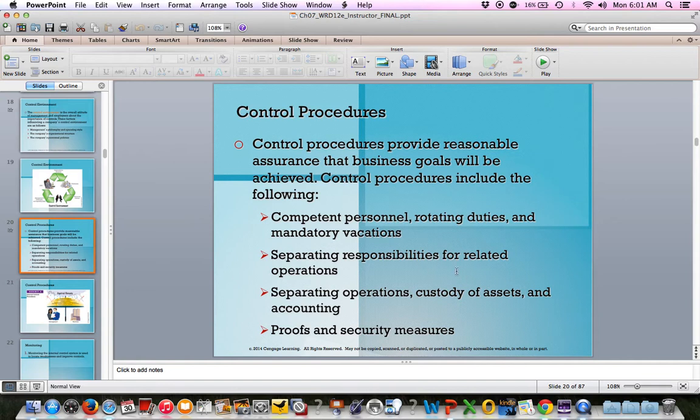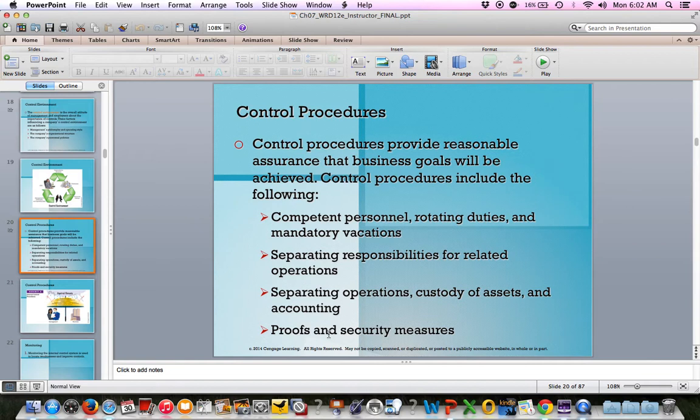Separating responsibilities, we'll talk about that one more with some examples later on. But for example, in accounting, you would not give any one person the ability to collect funds from customers, make the deposit, do the bank reconciliation, and write checks, right? That's way too much responsibility around one person. You would not do that. Separating operations from custody of assets and accounting. So it's making sure that any one person's responsibilities would not allow them the ability to defraud the company. Separate certain functions from each other, have proof and security measures, have sign-offs, have documentation, have security measures in place.